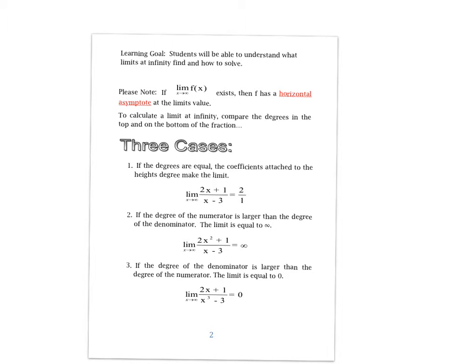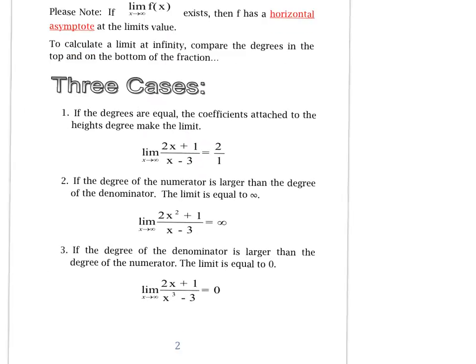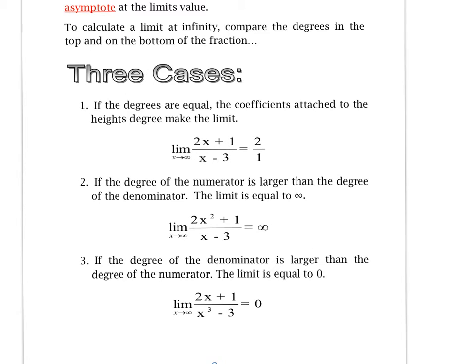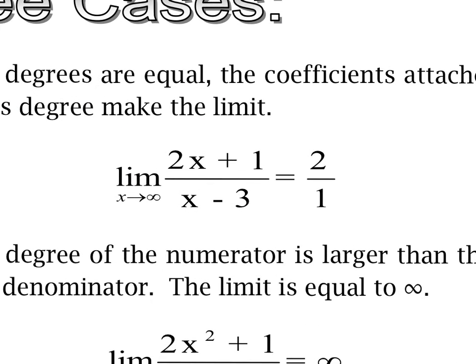So basically we have three different scenarios, or three cases, that will help us understand these infinite limits. The first one is if the degrees are the same. What I mean by degrees is the highest variable power in each expression. So for example here, x is to the first power, and down here x is also to the first power. So these two both have the highest degree, and they're the same.